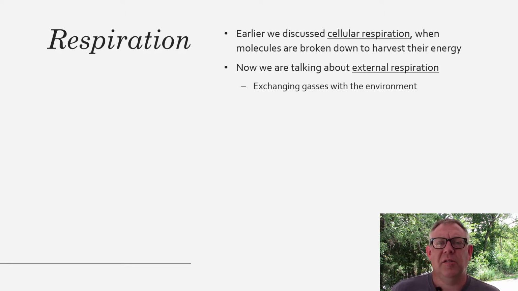Earlier, we talked about cellular respiration. So we talked about glycolysis and the Krebs cycle and the electron transport. And we sometimes call this metabolism. Molecules being harvested and broken down to harvest their energy. In this lecture, we're going to be talking about external respiration, exchanging gases with the environment. So, use the context to make sure you understand the difference between these two.